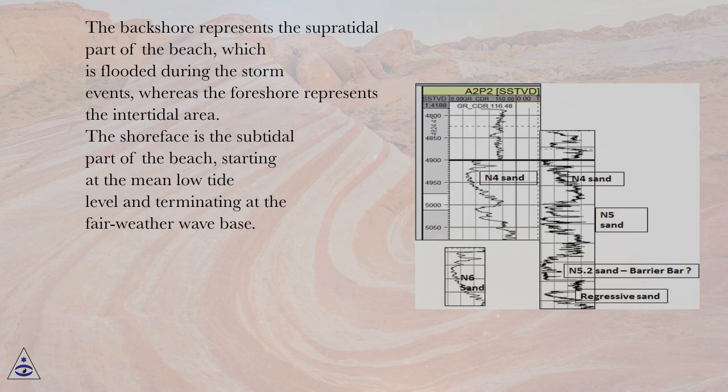The backshore represents the supertidal part of the beach, which is flooded during the storm events, whereas the foreshore represents the intertidal area. The shore face is the subtidal part of the beach, starting at the mean low tide level and terminating at the fairweather wave base.